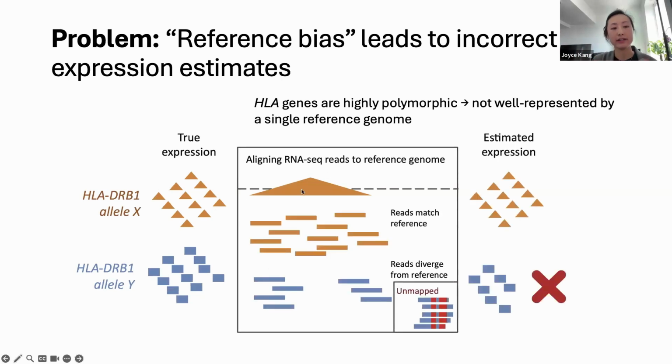What can happen is if you're trying to map the sequencing reads from the orange individual, their reads will map well to the reference because they have the same version as the reference, and you'll get accurate expression estimates for their HLA expression. However, for the blue rectangle individual, when you map their reads, you can get unmapped reads or mismapped reads leading to underestimations or incorrect expression estimates.